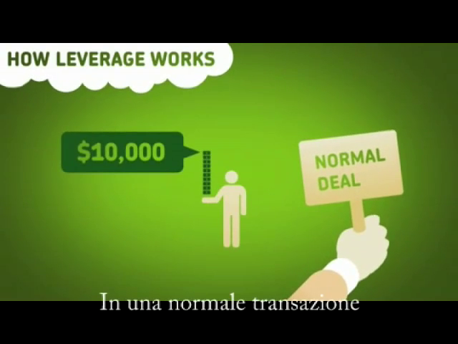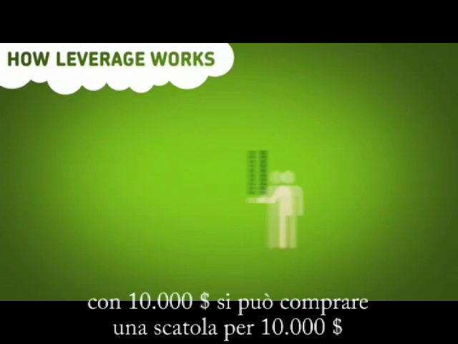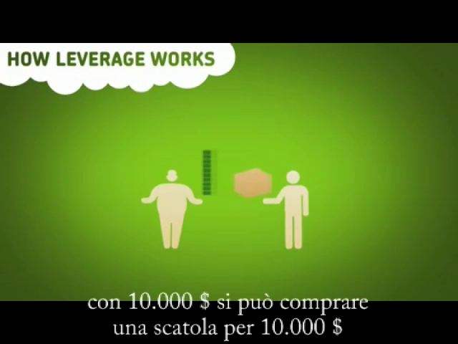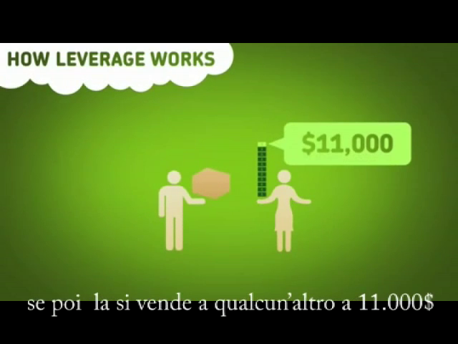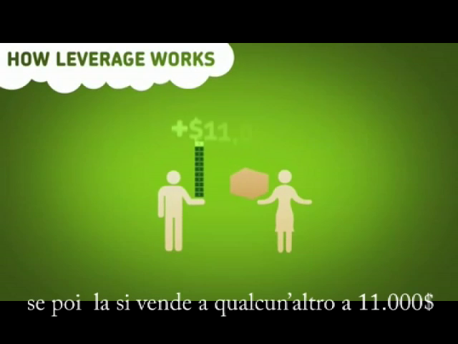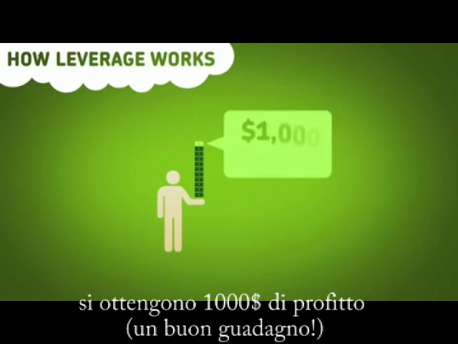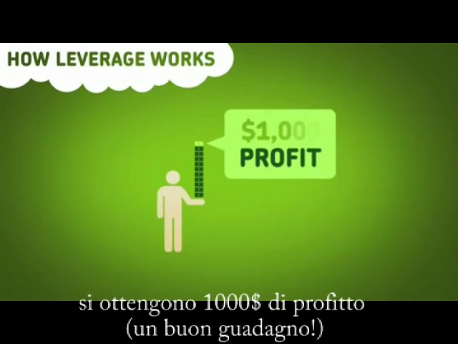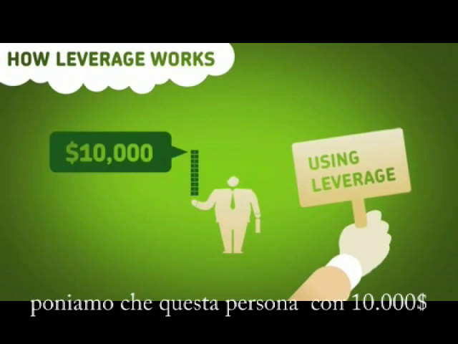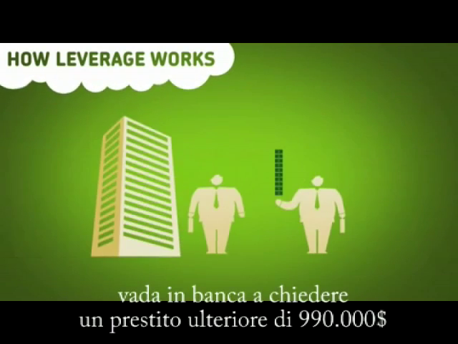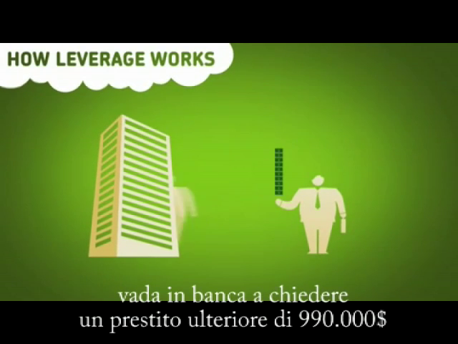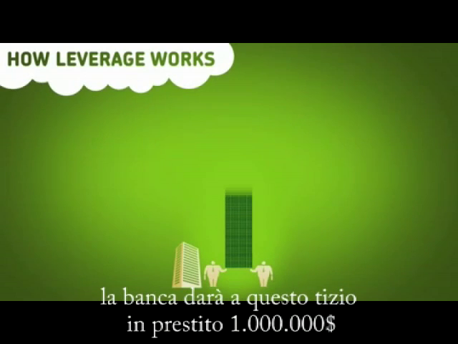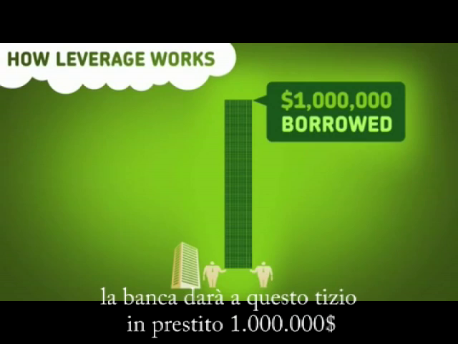In a normal deal, someone with $10,000 buys a box for $10,000. He then sells it to someone else for $11,000, for a $1,000 profit, a good deal. But using leverage, someone with $10,000 would go borrow $990,000 more dollars, giving him $1 million in hand.